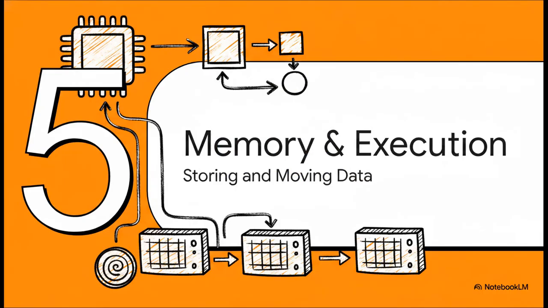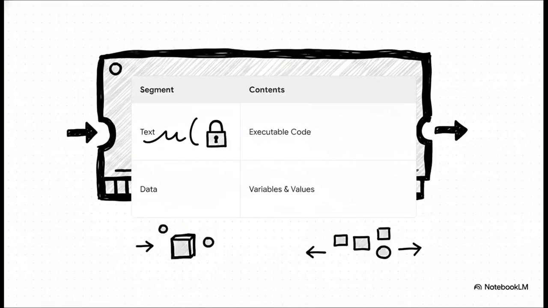And finally, we arrive at Section 5, Memory and Program Execution. Okay, so we've seen the logic, but where does all this data actually live before and after processing, and how does it move around? Well, it lives in your system's memory, mapped logically into process image segments. See, when you run a program, your operating system doesn't just dump it randomly into RAM. It logically separates it out.